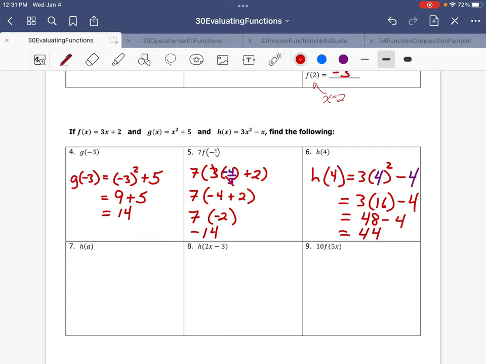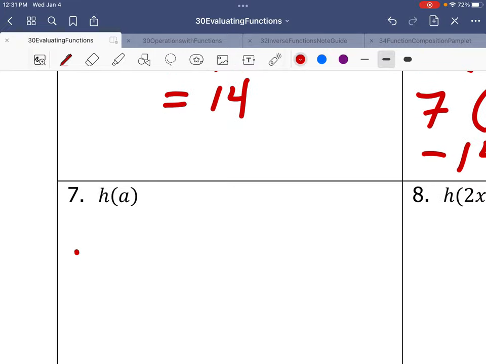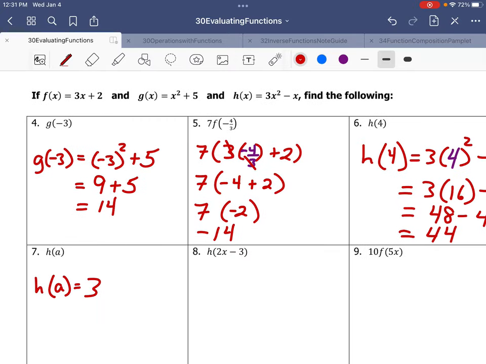H of A is actually asking you to plug in A. Now you're going to plug it into the H equation, and the only place that you plug it in is in the spot where X was. So it looks like it's going to end up being plugged in, or sort of sat, in both of these positions. Well, nothing really happens. I just get 3a squared minus a.